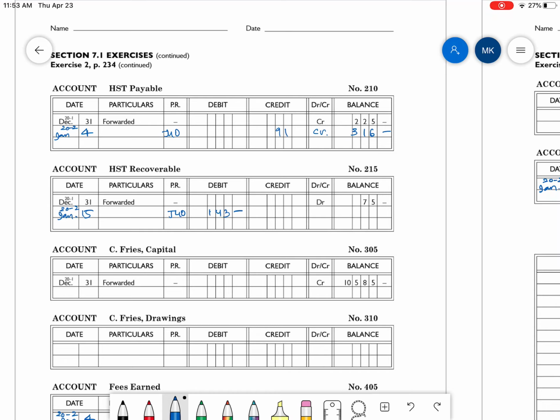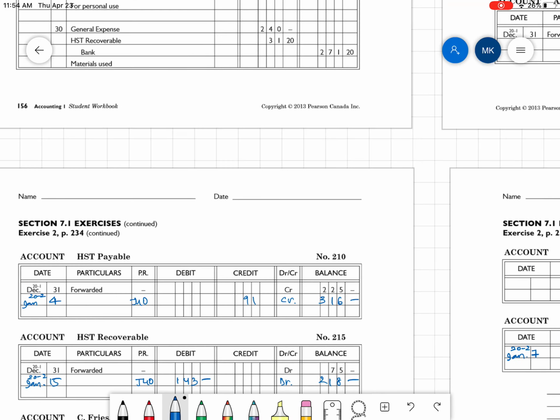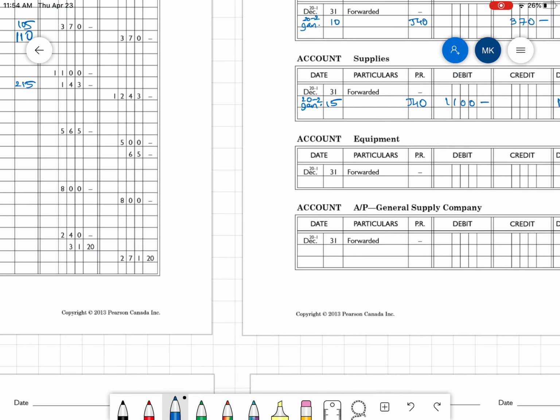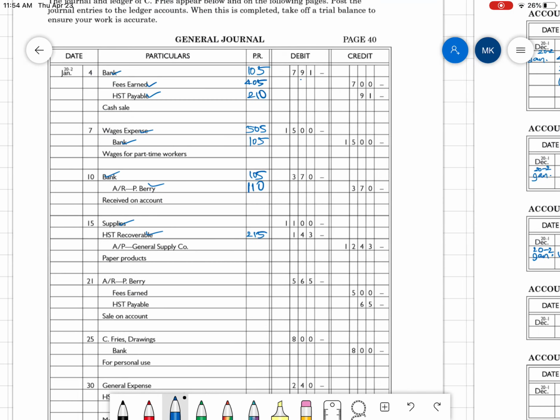Okay, so 75 it was already having on debit, and then again 143 comes on the debit. So you have to add it, right? So 75 plus 143 is debit 218. So this is J40 we wrote here, and this is ledger number 215. So here you write 215, and supplies account was account number 115.